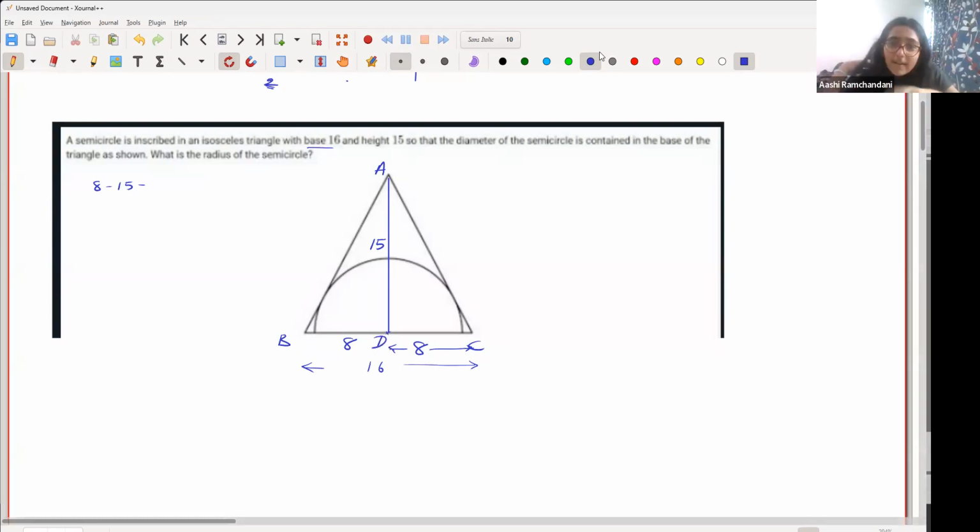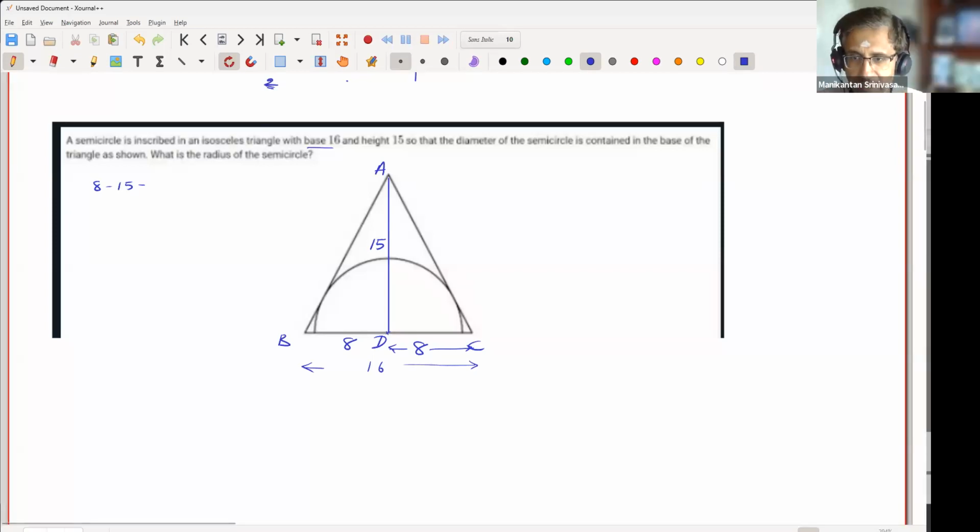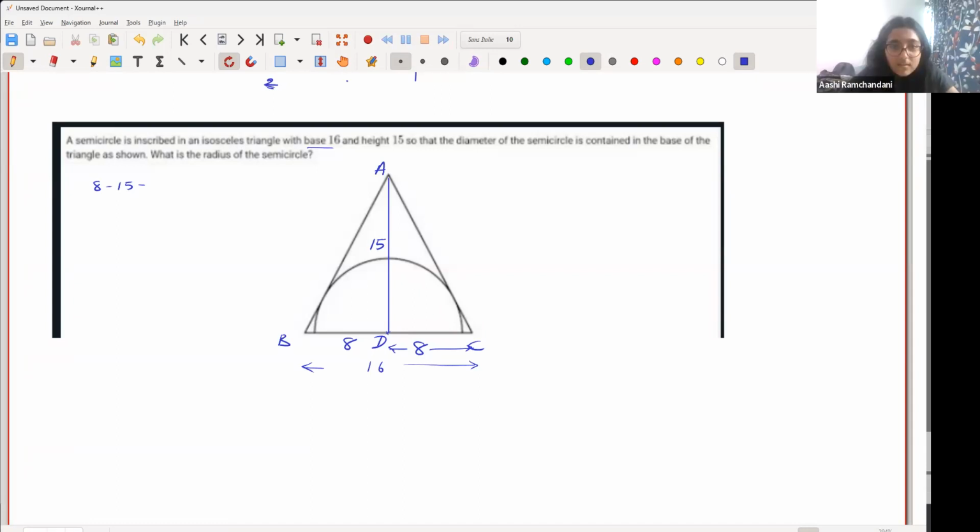But I was confused because the question said that it is contained in the base of the triangle. Yeah, contained meaning it's lying on the base, right? So contained means it's smaller than the container, right? The contained is smaller than the container. So you can think BC, the base, is the container, and the diameter is contained within it. It's smaller than that. Does it make sense, Ashi? Yes. Okay. So the side will become 17.